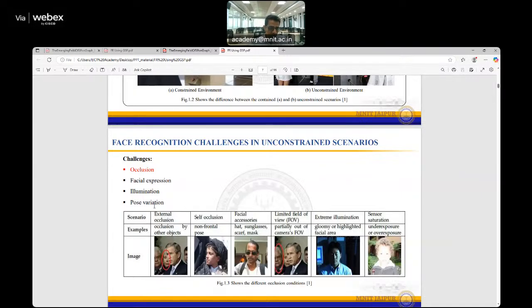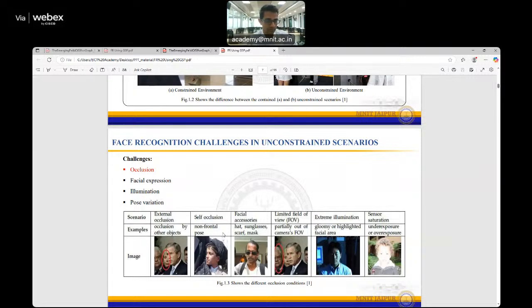Another is facial expression, another is illumination, and another is pose variation. External occlusion means, for example, you are seeing this lady, and her full face is not visible because it is covered by another person. What do we mean by self-occlusion? Self-occlusion means the person is standing in such a way that it is a non-frontal view.